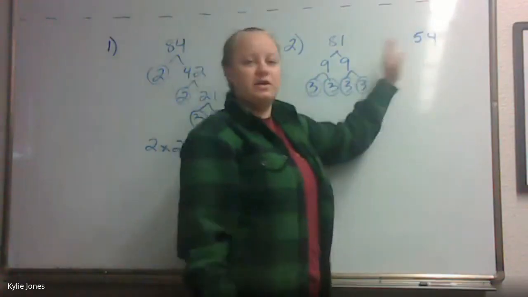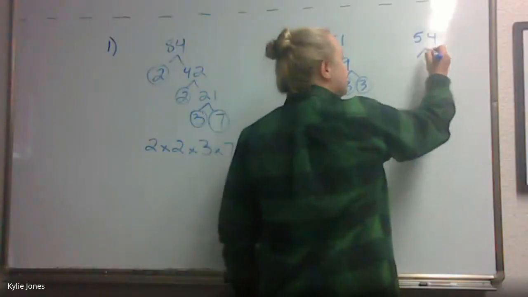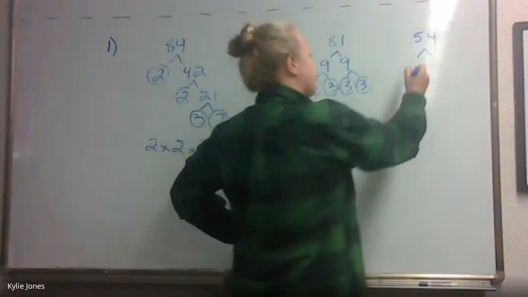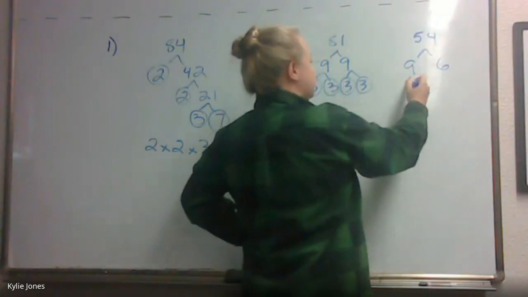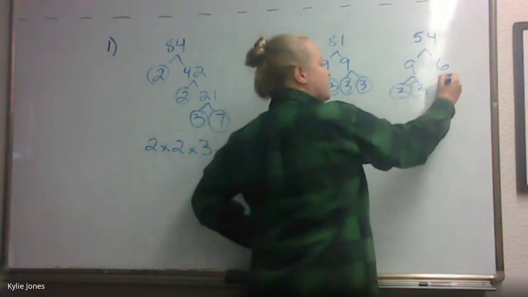What about 54? Can you guys see this far? Are we good? Okay, 54. What numbers multiply to 54? 9 and 6. 9 times 6. We just did 9 over here. We know it's 3 and 3. What about 6? What numbers multiply to 6? 3 and 2. And we know those are prime as well.